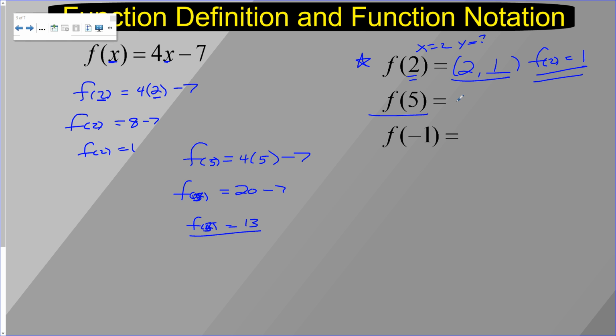That takes some getting used to. f of 5 is equal to 13. And again, it's telling you what the ordered pair is. It's telling you that if you plug in a 5, you're going to get a 13. Okay, so take a second and try this one on your own.